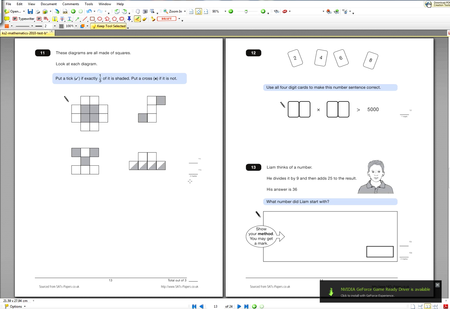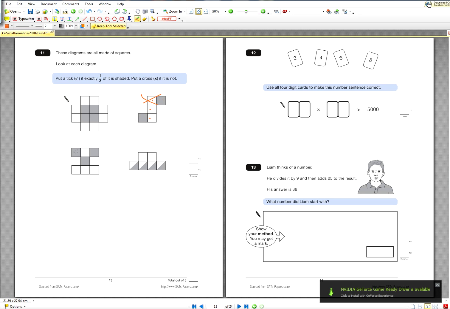These diagrams are all made of squares. Look at these diagrams. Put a tick if exactly 1/3 of it is shaded, and put a cross and give a reason. Well, let's do this one first. 1, 2, 3, 4, 5. Well, it'll be difficult dividing 5 pieces into thirds. That's already 2/5, which is not so. That's not good straight away.